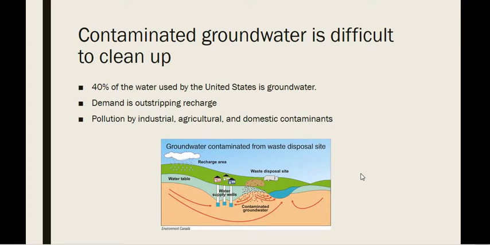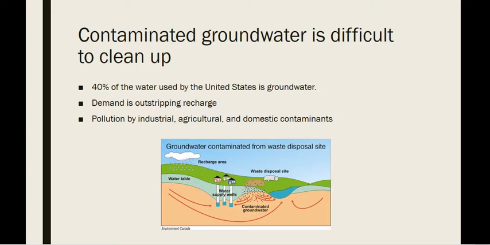It is far easier to pollute groundwater than it is to clean it up, which is how it is with most things in life. It's easier to make a mess than clean it up, right? So contamination is a very big problem because it takes a very long time to clean up. 40% of the water used in the United States is groundwater, and cleaning groundwater is very hard.